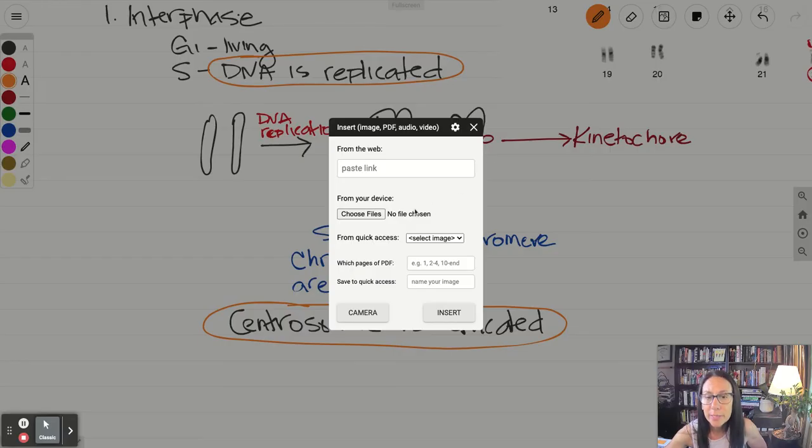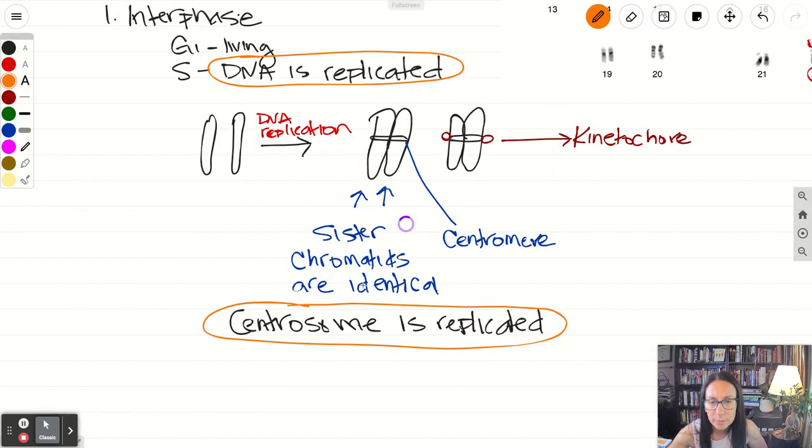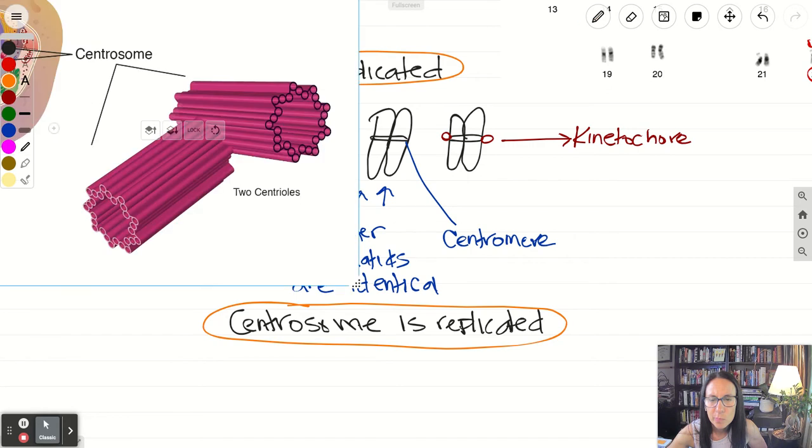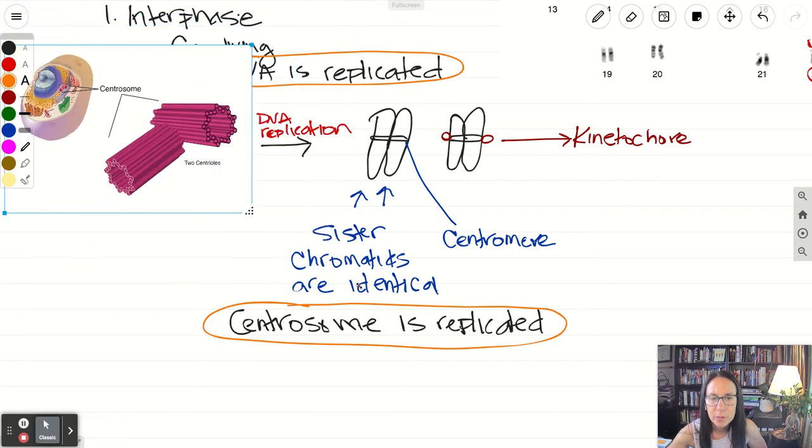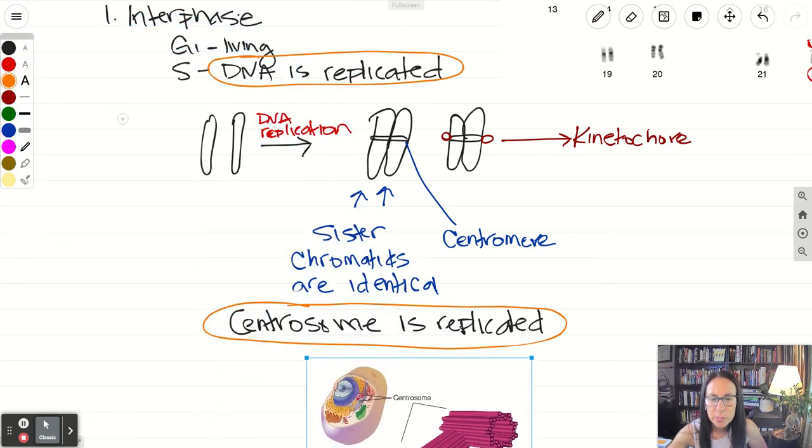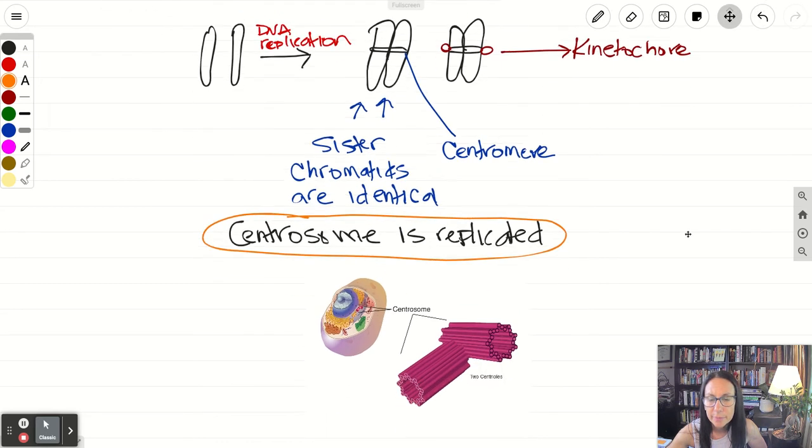I'm going to pull in a picture to show you what they look like. In the last video, I drew them for you, but here I'm just going to let you see what they look like in a cartoon picture from your textbook. Okay, so that's very large. Let me shrink that up. Okay, so here is what a centrosome looks like.